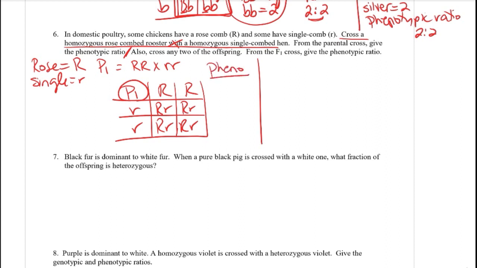Now it wants me to know the phenotypic ratio. So my phenotype would be 4 rose comb, but it wants the ratio. So in this case, it's going to be 4 to 0. Okay? 4 rose, no single comb.